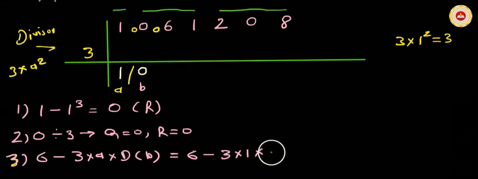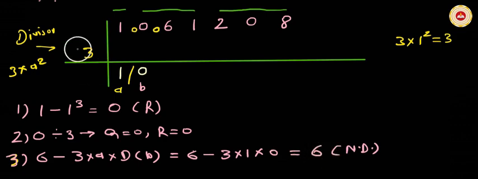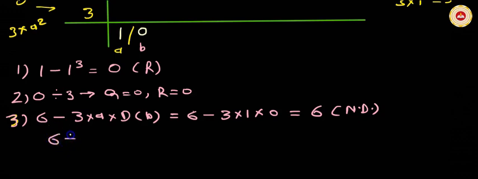Duplex of 0 is 0, which is equal to 3 multiplied by 1, 3 multiplied by 0, 0. 6 minus 0 is 6, so this 6 is the net dividend. So let us divide this 6 net dividend by divisor 3. 6 divided by 3 gives us quotient 2 and remainder 0.